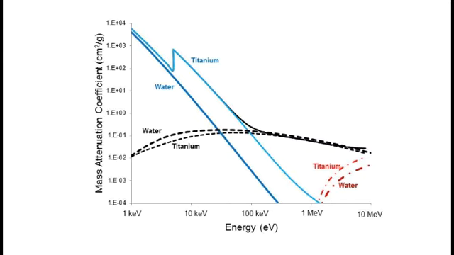So while we're on this topic of energy dependence, let's look at what happens up in the megavoltage range up here. This is relevant for imaging with a linear accelerator. And you'll see that there's almost no Z dependence. So in other words, the mass attenuation coefficient of titanium or bone or water is about the same. So let's look at how that plays out in terms of imaging.